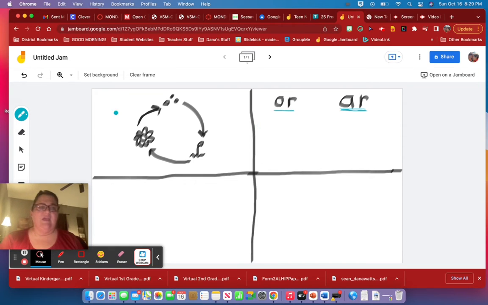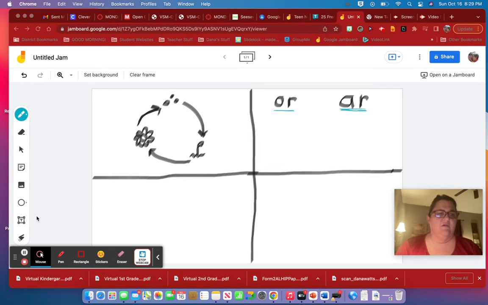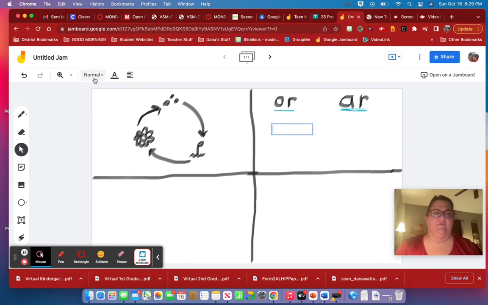Okay, so the word that we have, now let me move this back over here so I can use my text. There we go. Let me make that bigger. The word that has the OR spelling by itself is sport. My favorite sport is football. So under OR, I want you to write sport. S-P-O-R-T. Sport. Make sure you say the letters and then say the word.